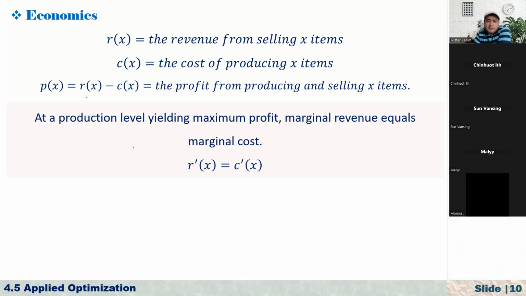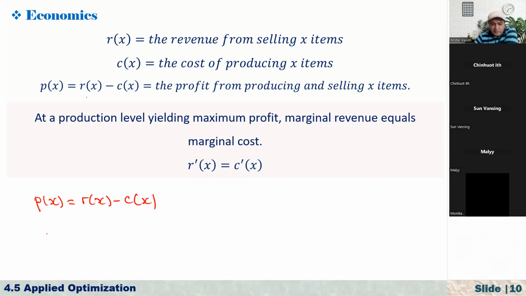Then at the production level producing or yielding maximum profit, marginal revenue equals marginal cost. Actually in economics, this derivative of revenue is called marginal revenue, and this derivative of the cost function is called marginal cost. Now, we know that our profit function is the revenue function minus the cost function, right? How can we maximize our profit?